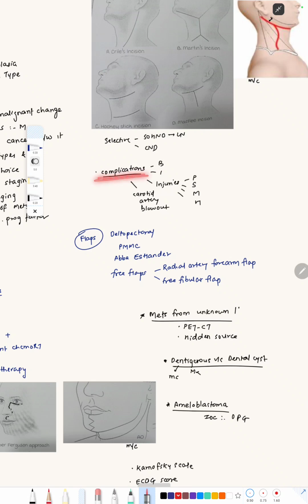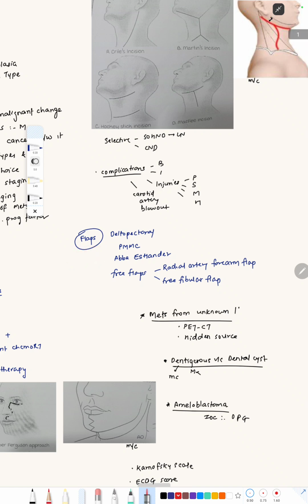Then the complications of oral cancer surgery: the first is bleeding, then the next is infection, and the injuries. The injuries are given by this mnemonic PSMH. So P stands for the phrenic nerve, S stands for the spinal accessory nerve, so that will lead to drooping of shoulders, M stands for the marginal mandibular nerve, that will lead to drooping of the angle of mouth, and H stands for the hypoglossal nerve. Apart from that, carotid artery blowout can also be seen in oral cancers.